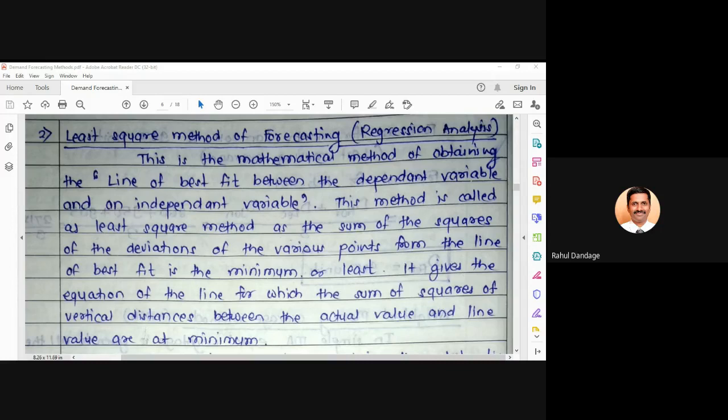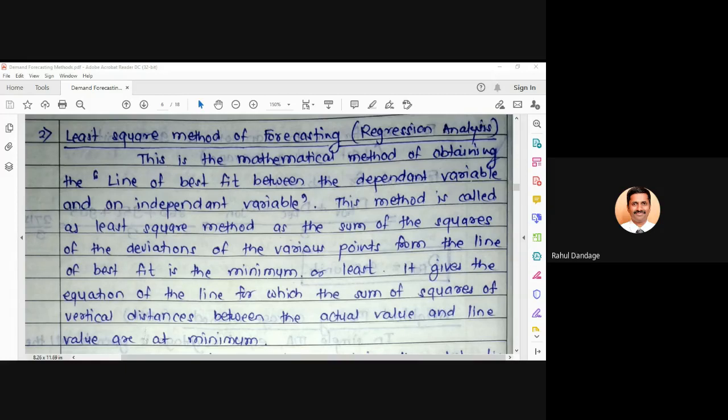Dear students, till now we have seen two different methods for demand forecasting. One was the moving average method, and the second method we have seen was the exponential smoothing method. Now let us go to the third method of demand forecasting, which is the least square method of forecasting. It is also called regression analysis.